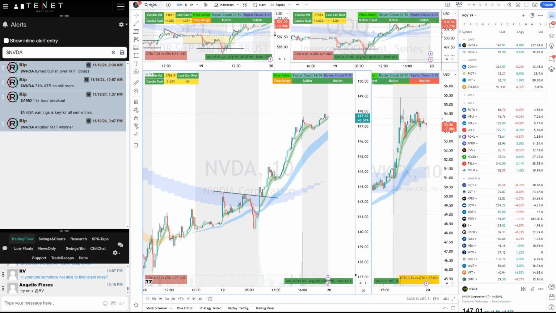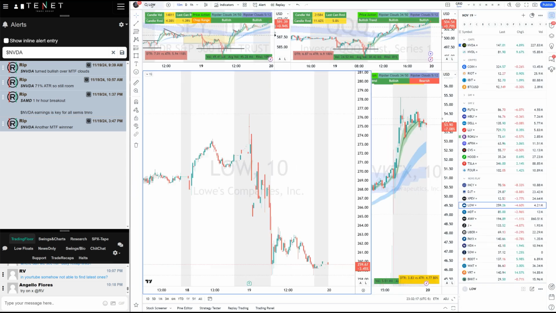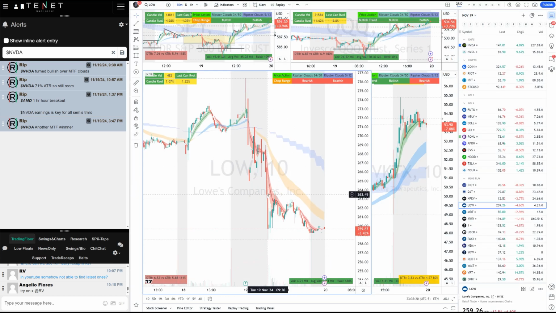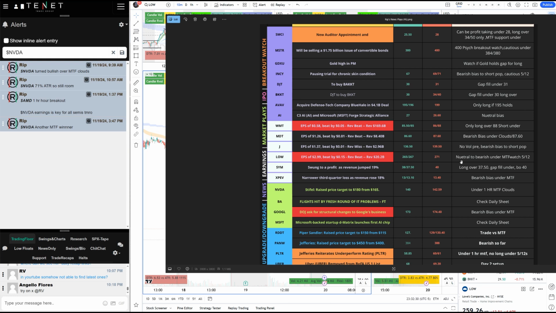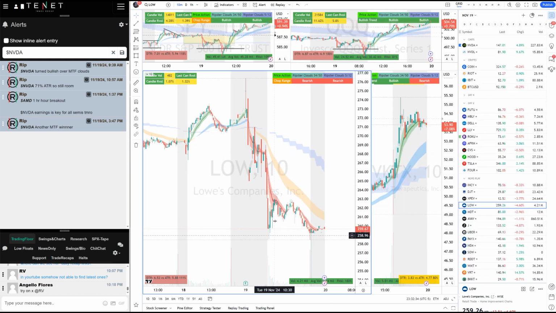So let's look at Lowe's today. The home furnishing department store, not furnishing, the Home Depot and Lowe's. So Lowe's was a fader all day. It was on our game plan. Let's look here. It was neutral to bearish under MTF. Watch the 512s. It kind of gave a short at the open, but they didn't pull the 512s, and then it faded. It pushed, then it faded.